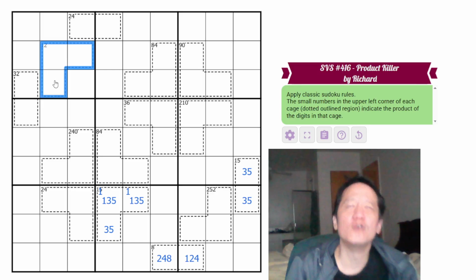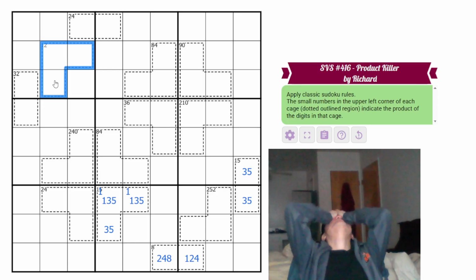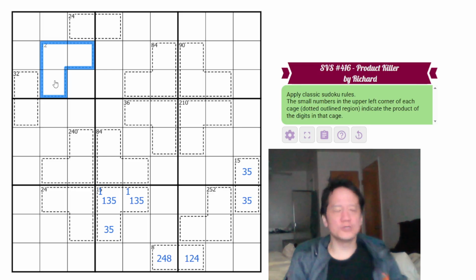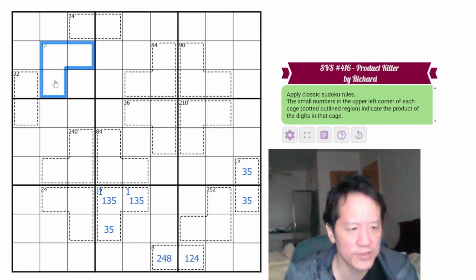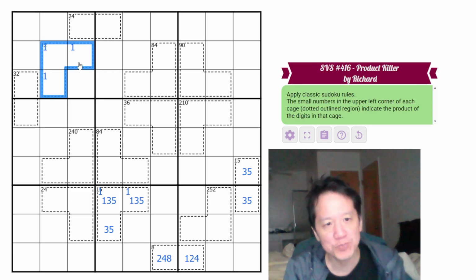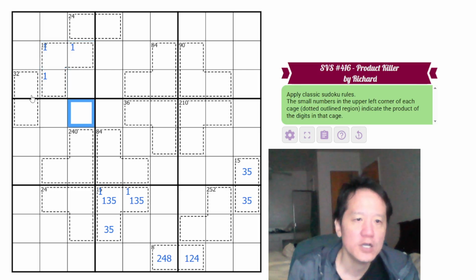The factorization of 12 is 2 times 2 times 3. So it's either 1, 2, 6, or 1, 3, 4, and there's no other factorization that would work. So 1 has to be in this 12 product cage, no matter what.